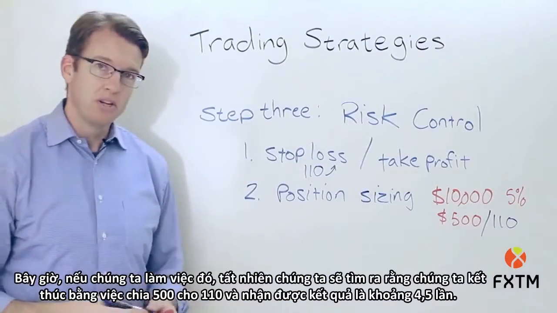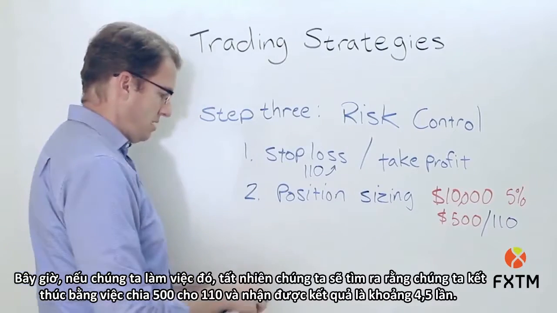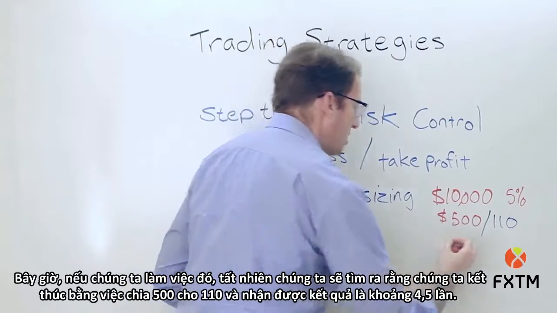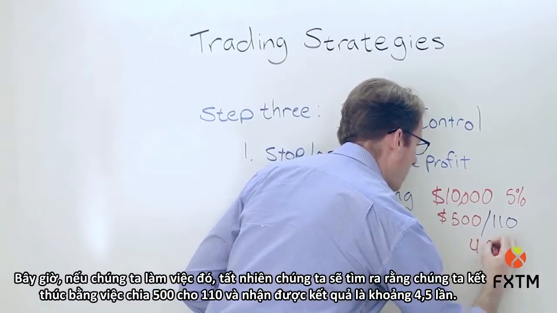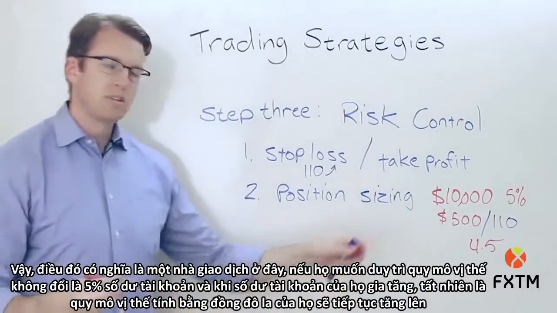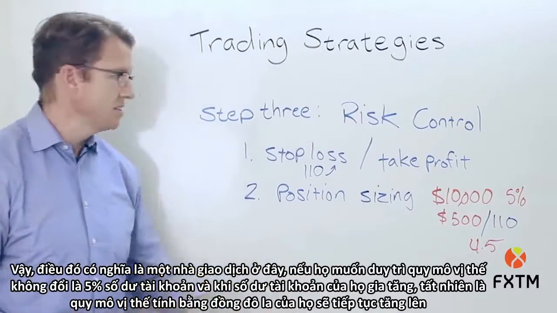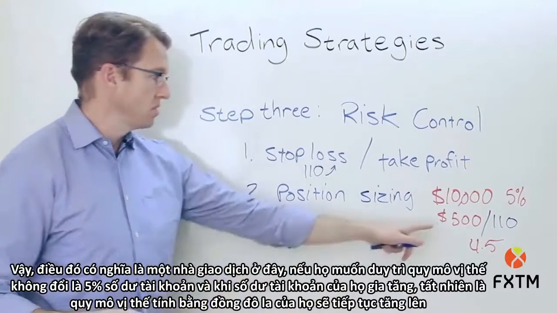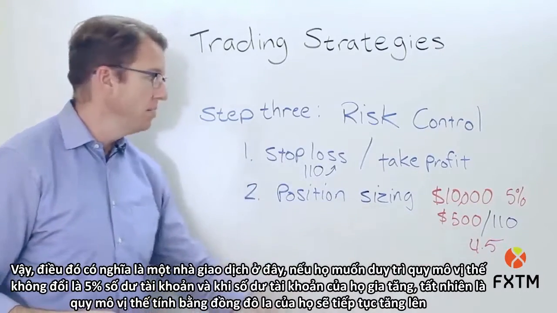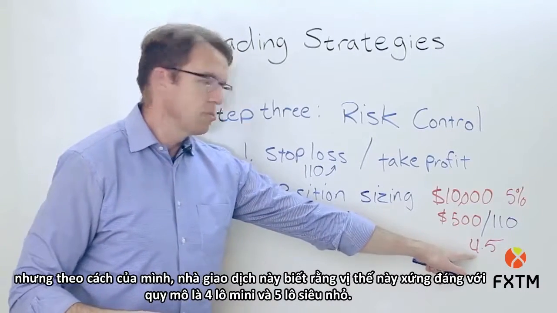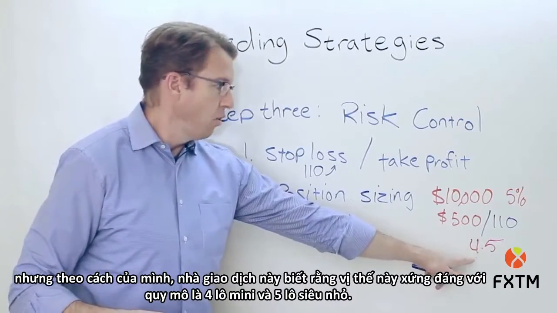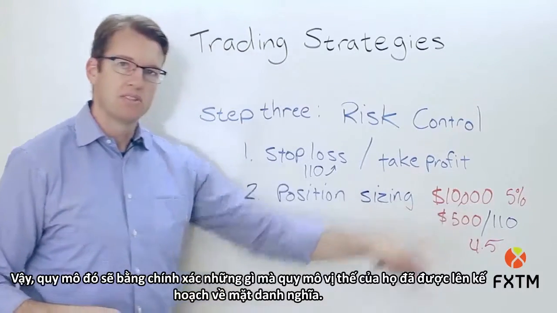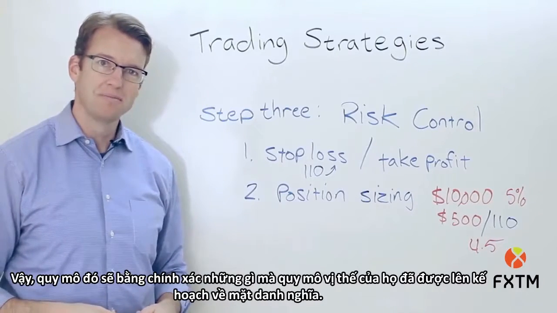Now, if we do that, we'll find that 110 goes into 500 about 4.5 times. So that means that a trader here, if they wanted to maintain a consistent position size of 5% of their account equity, and as their account equity grows their position size in dollar terms will continue to go up, knows that this position deserves a size of, let's say, 4 mini lots and 5 micro lots. That would equal exactly what their position size was planned to be in notional terms.